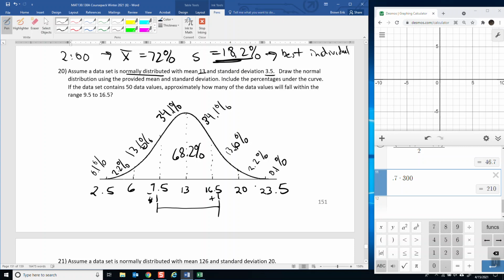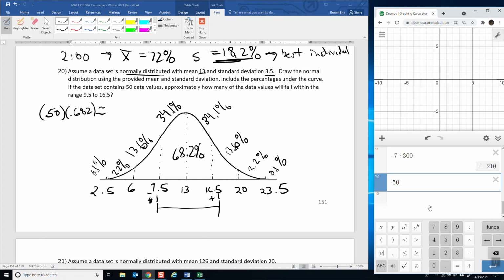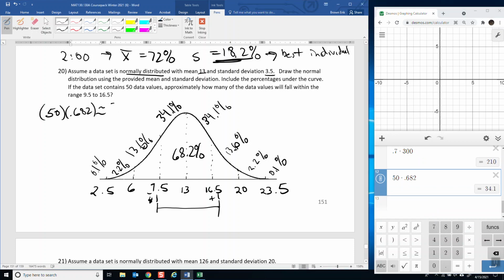So if there's 50 data values represented by this curve, that just means we're going to do 50 times the 0.682, and that's how many data values would fall within that range. And that is 34.1. Now we have no idea what, well, actually we do know what this would be. It would be 34 data values, since we're talking about an exact data value. You can't have a partial of a data value.